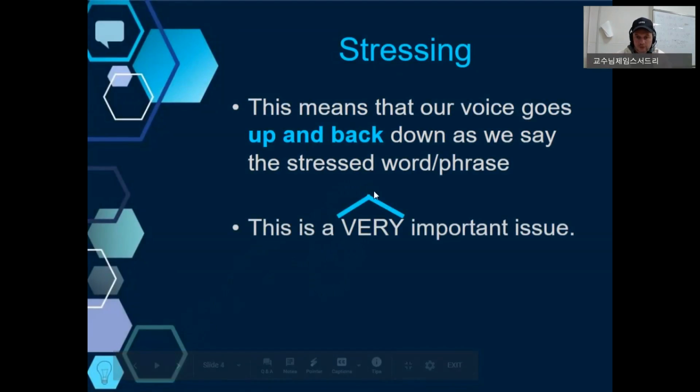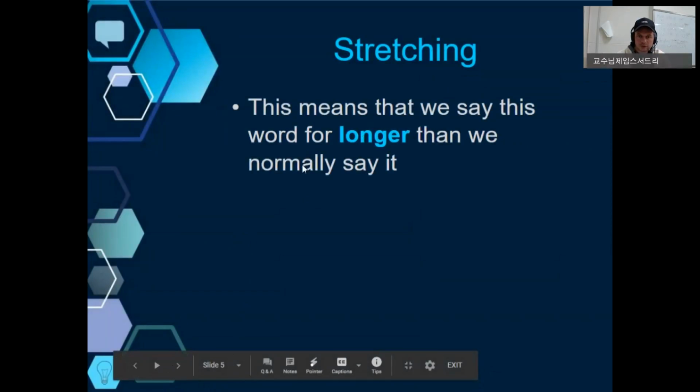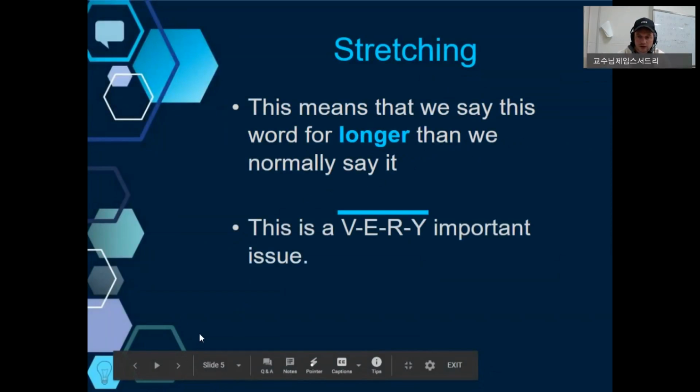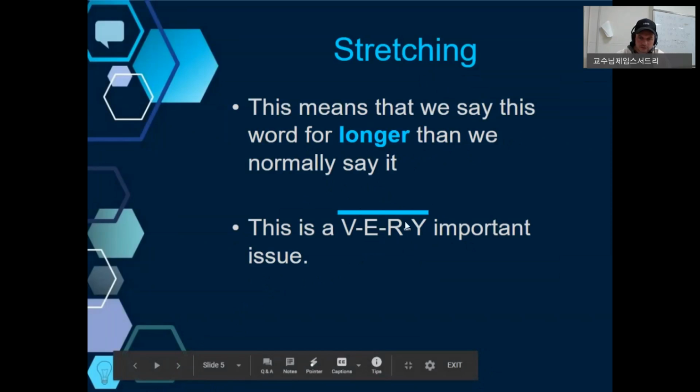This is very important. This is a very important issue. Very, very. Okay, you can see that's up and back down. And stretching, this means that we say this word for longer than we normally say it. Okay, this is a very important issue. Do you like stretching words? You can stretch a word for as long as you like, but not too long because it sounds silly. So you try to stretch it a little bit. This is very, very important. Very important, okay? So, right.